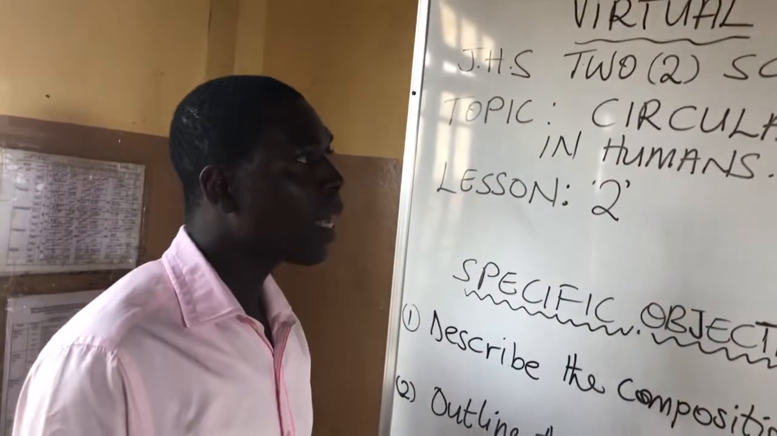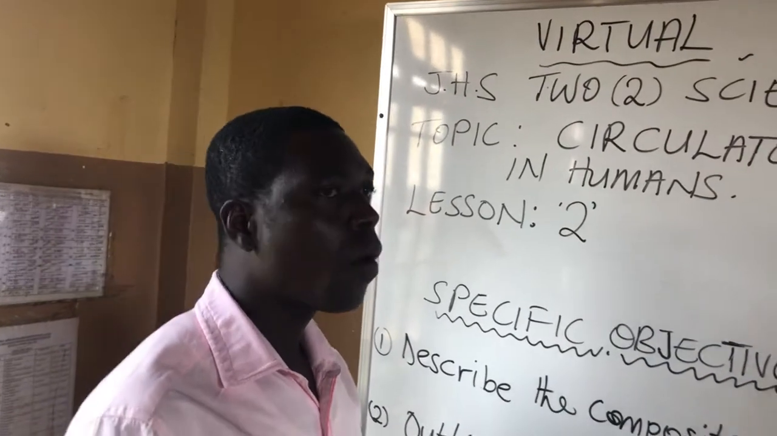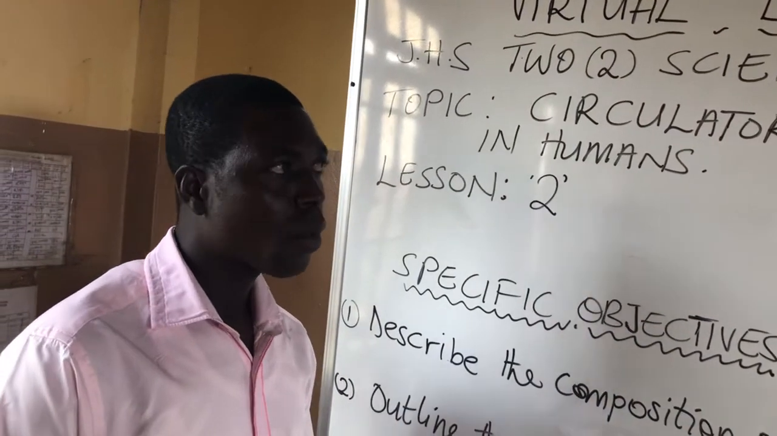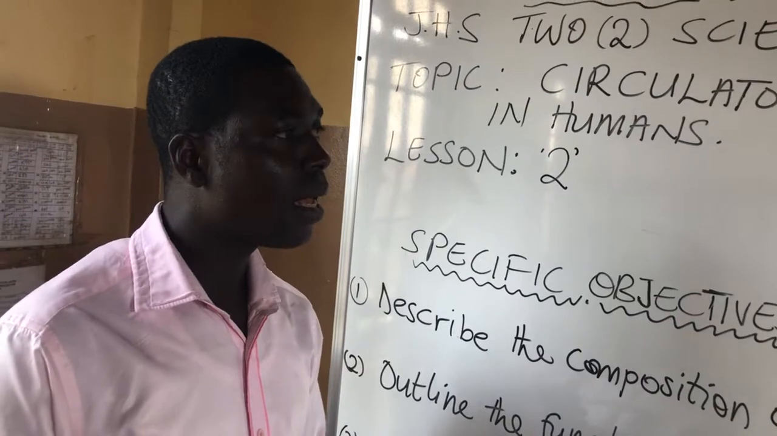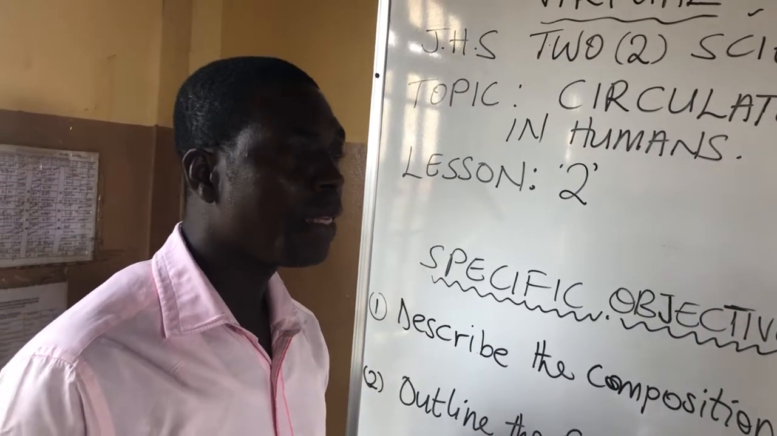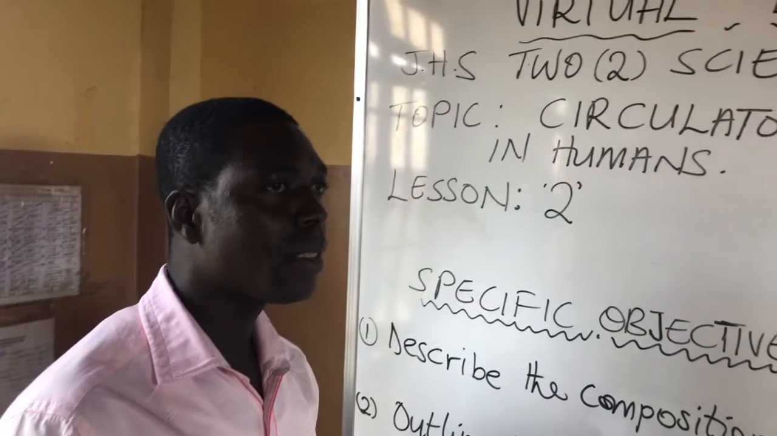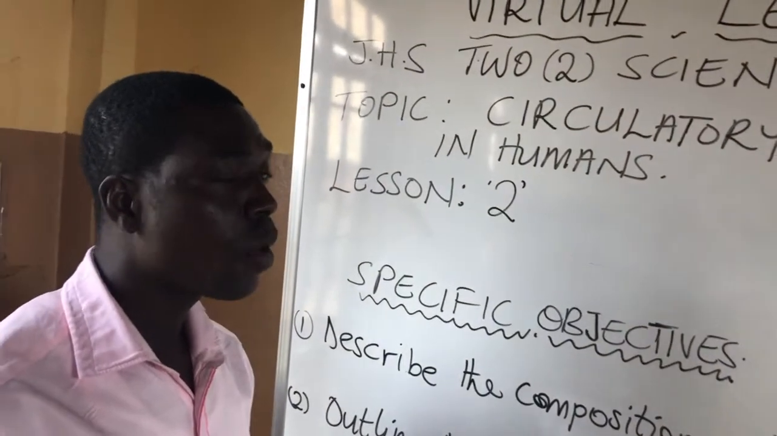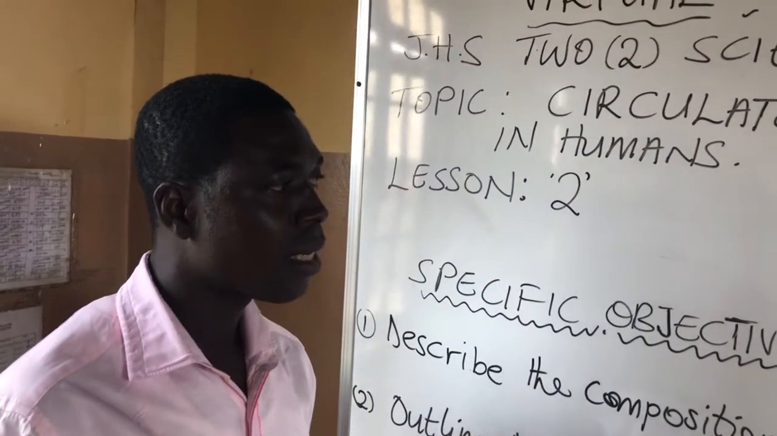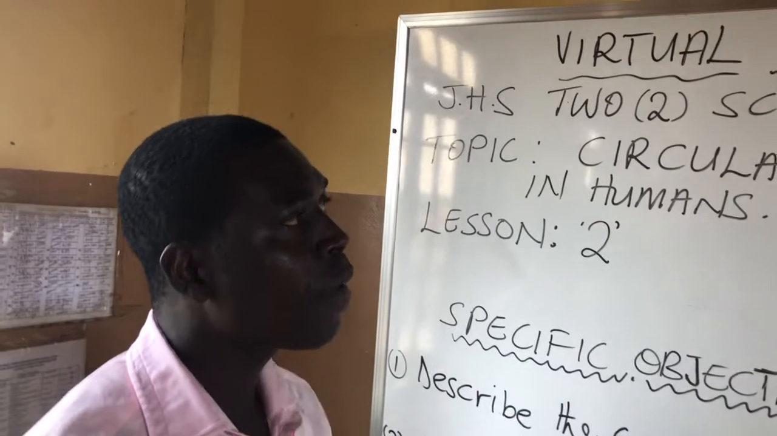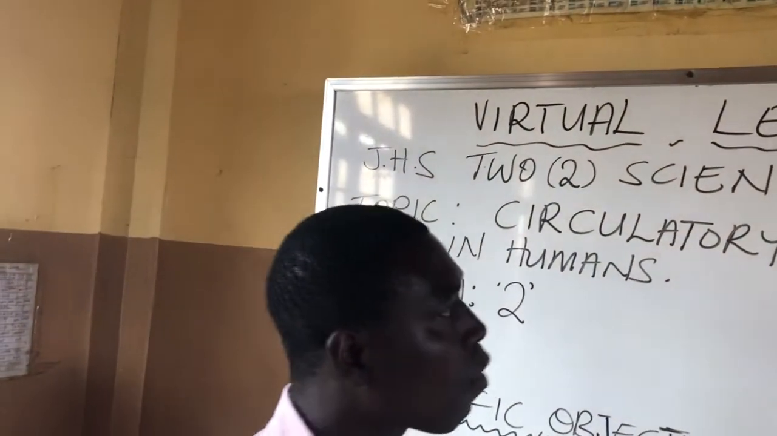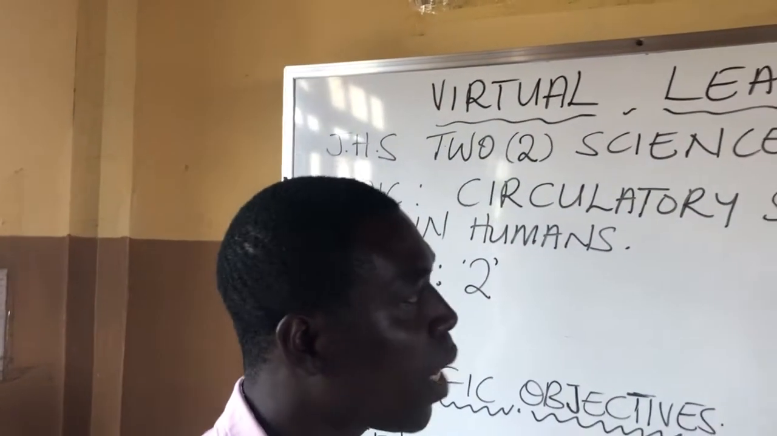Now, in our previous lessons, we discussed the components of the circulatory system, which are the arteries, the veins, and the capillaries, as well as the blood. We also talked about the heart. But today we are looking at the composition and functions of blood.